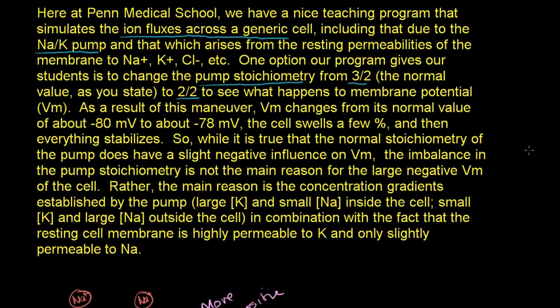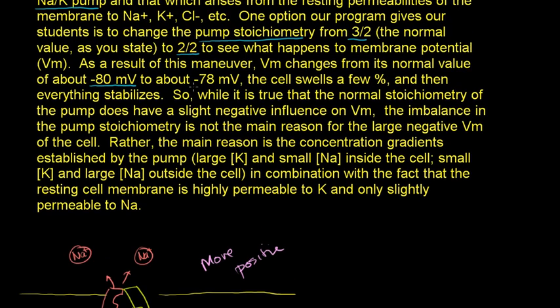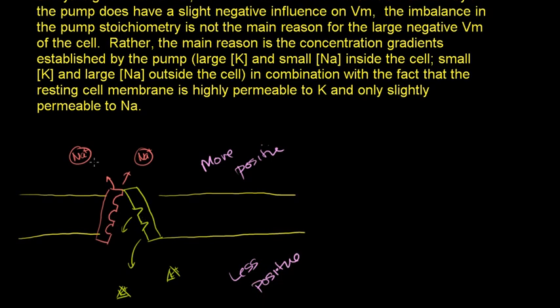But he goes on to say, so they could change it to 2 to 2 in the simulation. As a result of this maneuver, the membrane potential changes from its normal value of about -80 millivolts, and they measure that. They take the voltage here minus the voltage there, so that you get a negative number. This is more positive. It's a larger number. So it changes from -80 millivolts to about -78 millivolts. So what he's saying is, if you change this from 3 to 2, 3 sodiums for every 2 potassiums that get pumped in, if you change that to 2 to 2, it actually doesn't change the potential that much. You still have a more positive environment outside than you have inside.